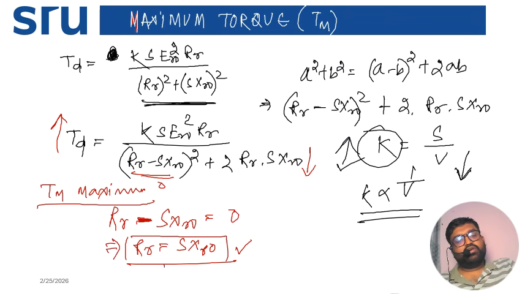Now come to the point. If this term is equal to 0, then what will we get? There are two terms. You see, this term is 0. Then in the place of this one we put this: first we put in place of Rr, S into Xr0. Now come to the next slide; after this we will go to the next slide.